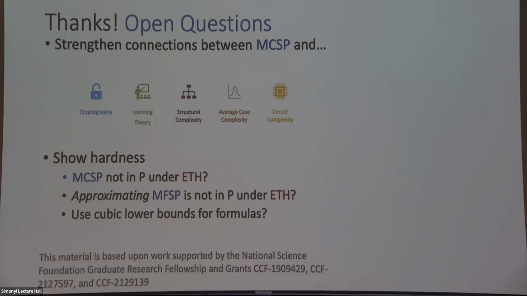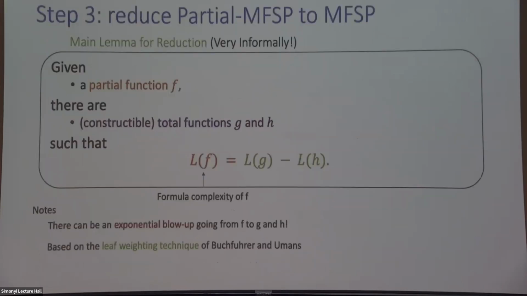So, is there a reduction from the partial thing to the total thing for circuits? I don't know. I thought about it and I don't know how to do it. Formulas are very nice. In the main lemma that we use, there's this leaf weighting technique proved by Buchführer and Umans. This leaf weighting technique is the key reason we're able to connect the formula complexity of partial functions to the formula complexity of total functions. There really doesn't seem to be an analog of this in the circuit world, but maybe there's something else you could do.